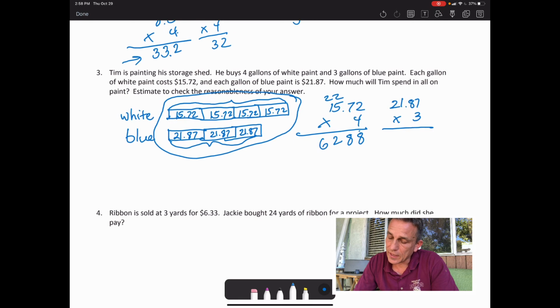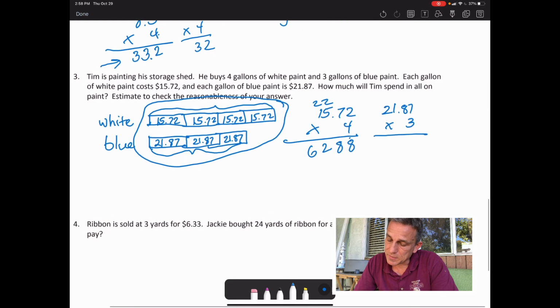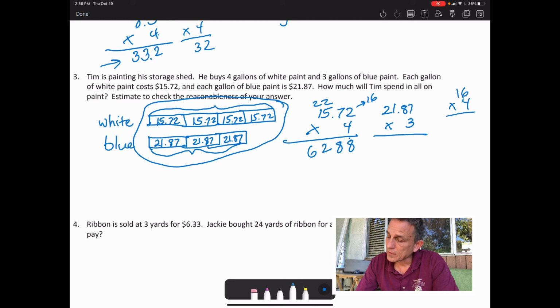Now I'm going to go ahead and estimate. So this is close to 16. So 16 times 4, you can do that on the side, is 64. So in order to make this number close to 64, I want to put the decimal right in the middle there, because 62 and 88 hundredths is close to 64.